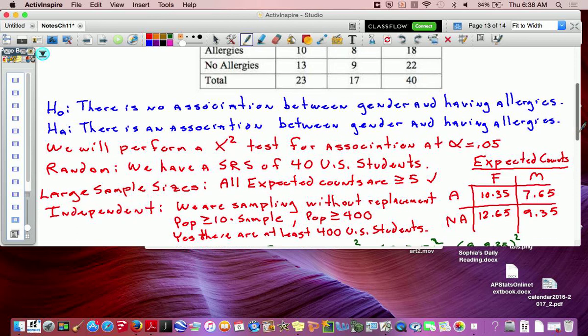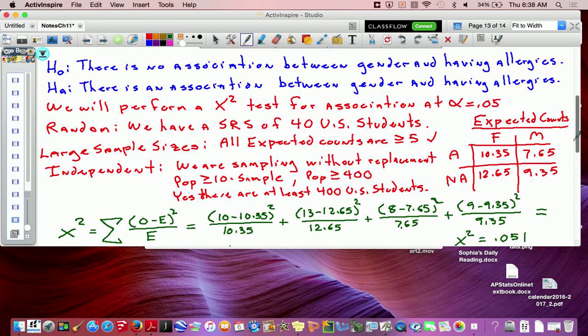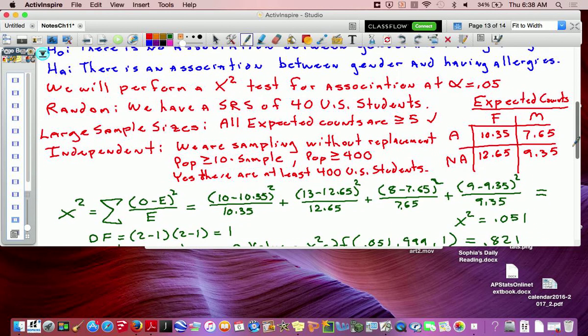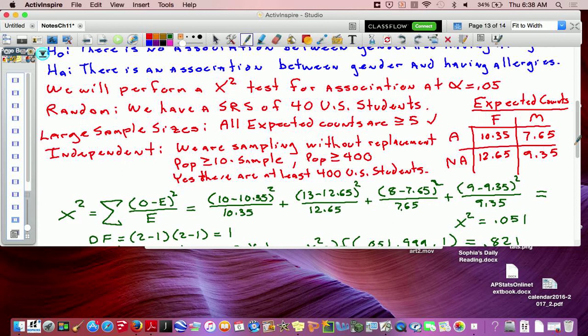Okay. So now we have our expected counts, we have our observed counts, so observed minus expected squared divided by expected. This one I could actually write out all of the terms. Observed minus expected squared divided by expected. Do all 4 of those. My degrees of freedom, 2 minus 1, 2 minus 1, which is only 1. So my chi-squared statistic actually is pretty darn small here, 0.051.